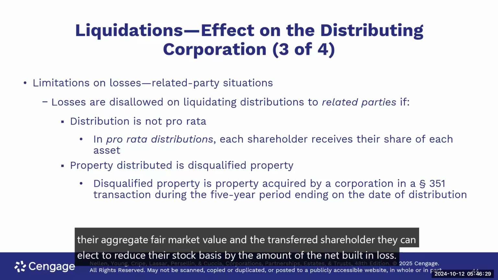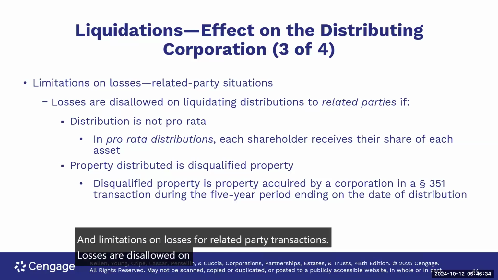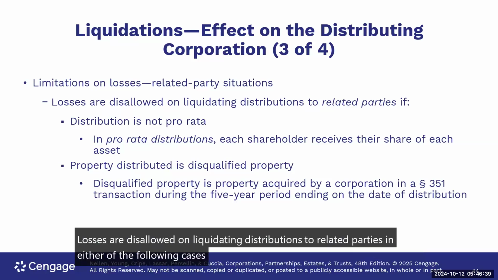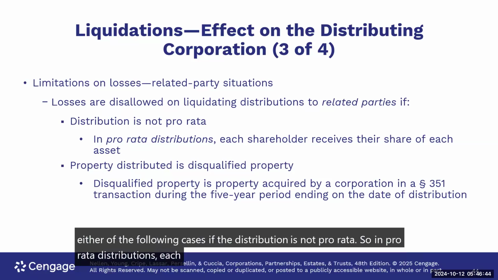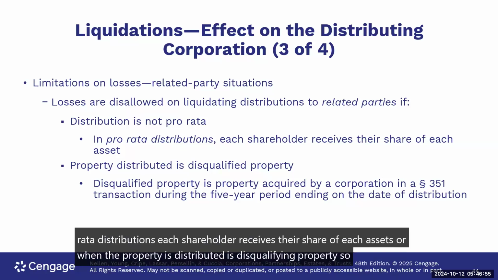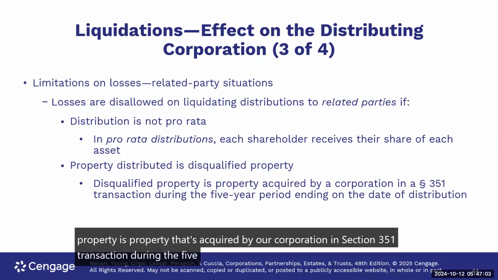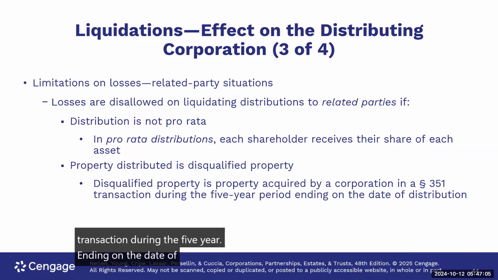And limitations on losses for related party transactions. Losses are disallowed on liquidating distributions to related parties in either of the following cases. If the distribution is not pro rata, so in pro rata distributions, each shareholder receives their share of each asset, or when the property distributed is disqualified property. Disqualified property is property that's acquired by a corporation in a Section 351 transaction during the 5-year period ending on the date of the distribution.